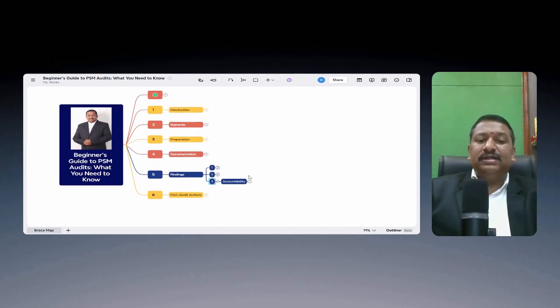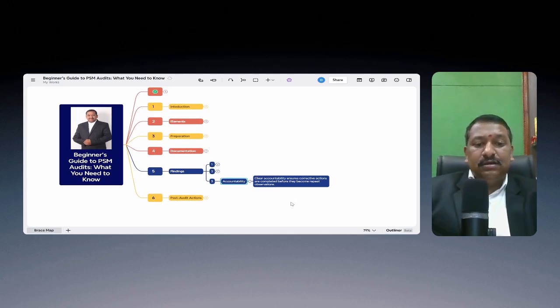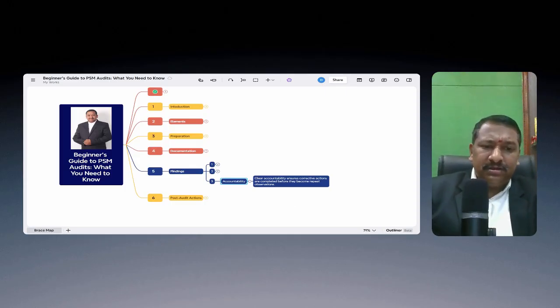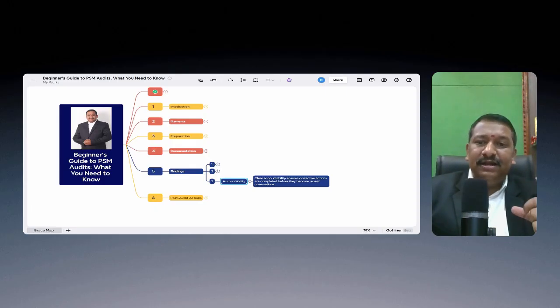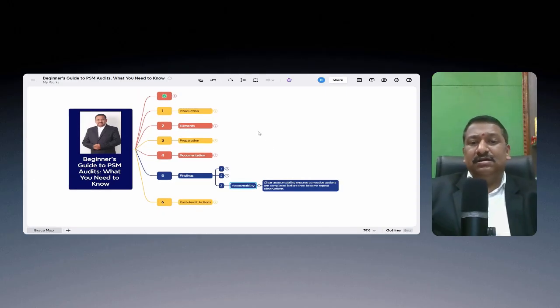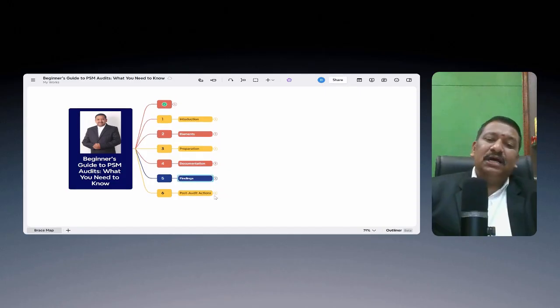Then the third aspect in the findings is accountability. Accountability is very important because clear accountability ensures corrective actions are completed before they become repeat observations. Once the accountability is clearly identified, we have to close the corrective actions before they become repeated observations. Repeated observations are unnecessary. Open repeated observations demonstrate that there is no clear accountability. Then this is about findings.